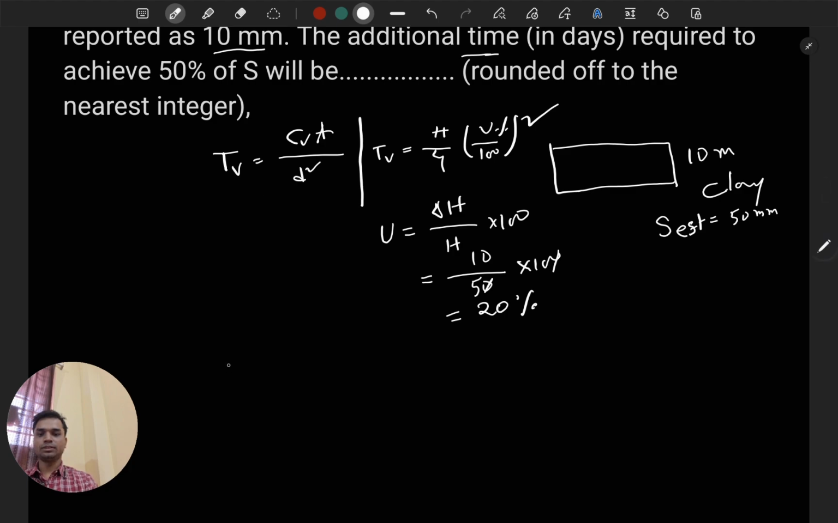For 20%, what can we write? TV is equal to pi by 4 times 0.2 square, which is equal to CV t by d square. T is given as 300 for 300 days, and d square.